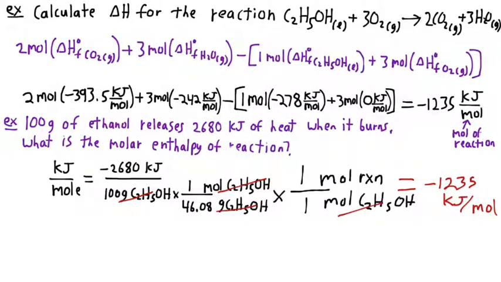And again, with sig figs, we should still be using 3 sig figs. Actually, on this one, I should have 1 sig fig. Sorry for not having the sig figs right on this one. 1 sig fig from this number. So I would round just to -1,000 kilojoules per mole.